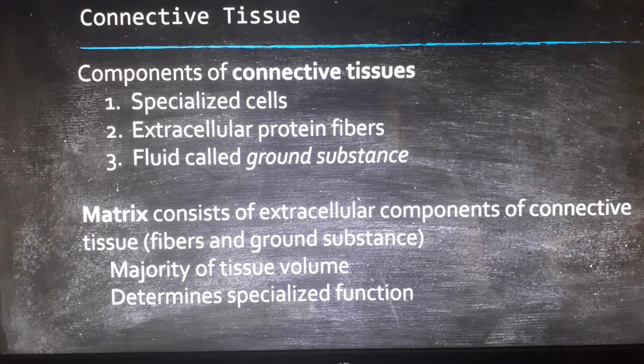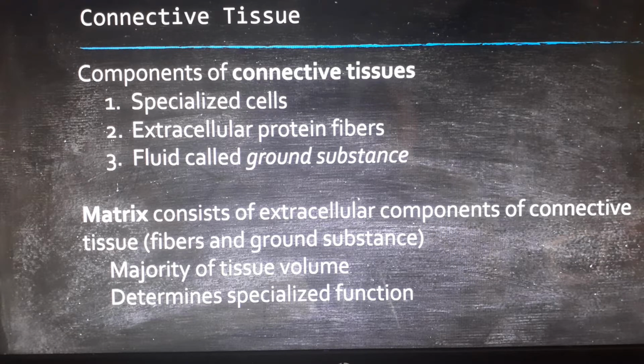Now again, this is a miscellaneous catch-all category because anything that's not an epithelium, a muscle, or a nervous tissue falls in this group. Okay, so it's going to be the most varied. So connective tissues have special cells, they have extracellular proteins, and they have, it says, a fluid called a ground substance. It's not always a fluid, we're going to learn.